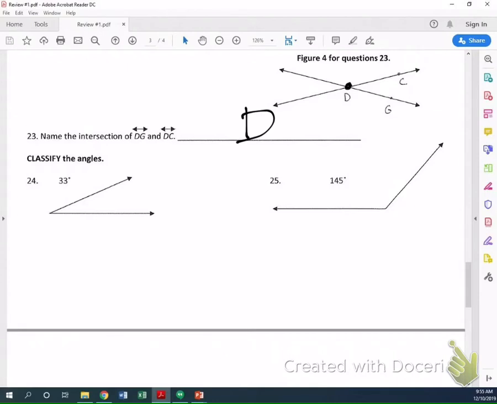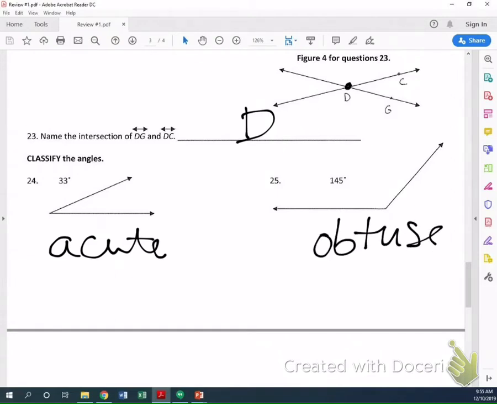All right, the next one is classifying angles, and you don't have to measure them because I already have the measurements there. So a 33-degree angle would be what type of angle? Acute, good. And a 145? Obtuse, good. These might be things for your note card if you're still struggling with the different types of angles.